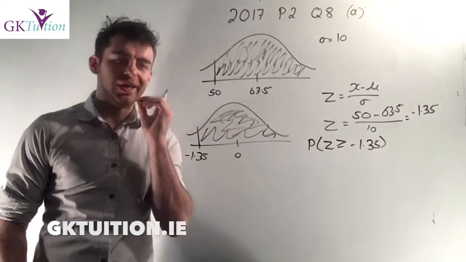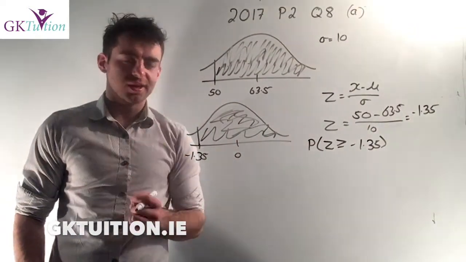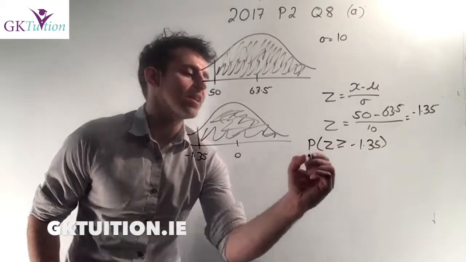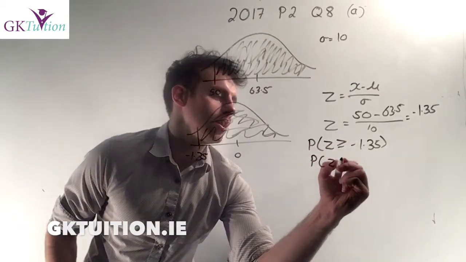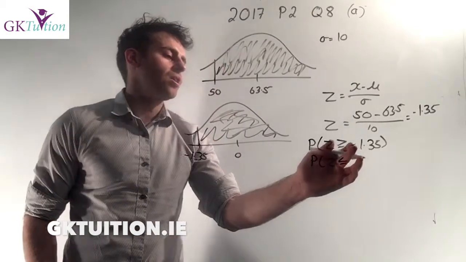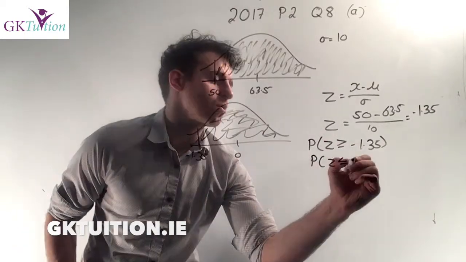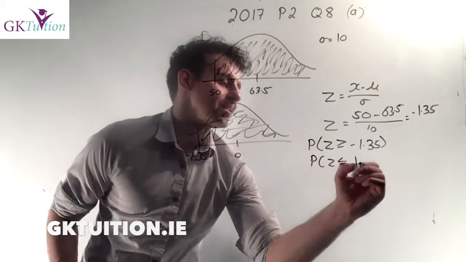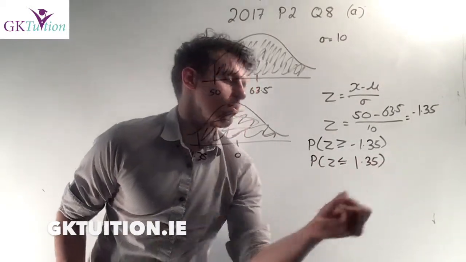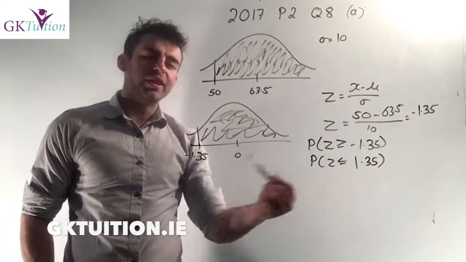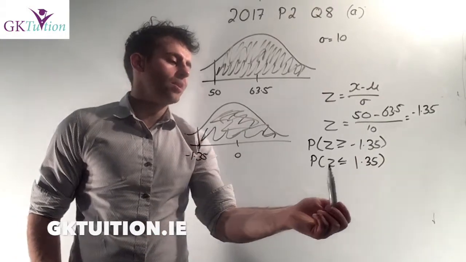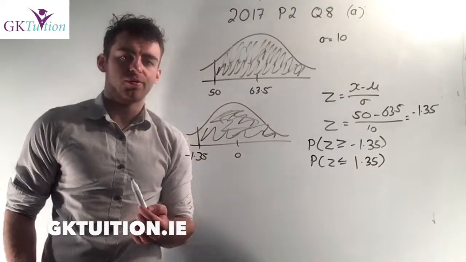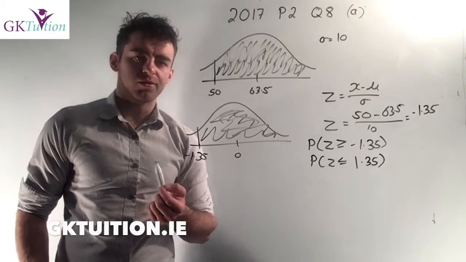Now, you cannot read a negative z-score off your log tables, so in order to get rid of a negative z-score, you have to change the inequality so it becomes less than, and you also change the sign of your z-score. Greater than minus 1.35 is the same as less than plus 1.35. Now you can read this straight off your log tables. The probability that z is less than or equal to 1.35.